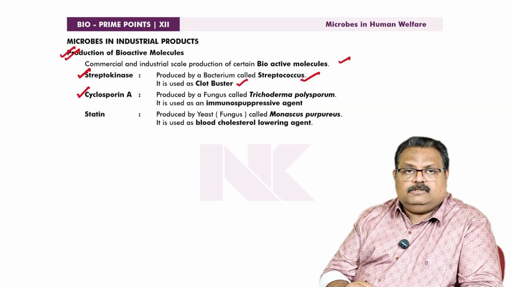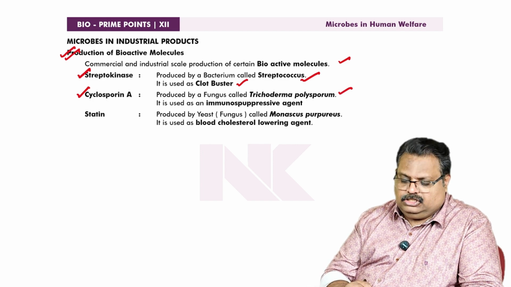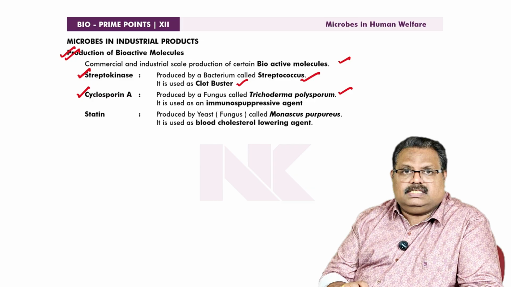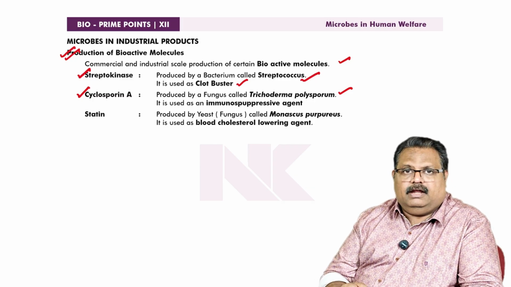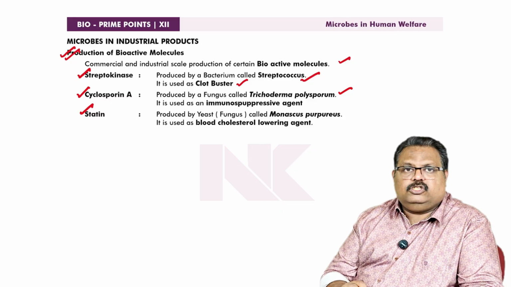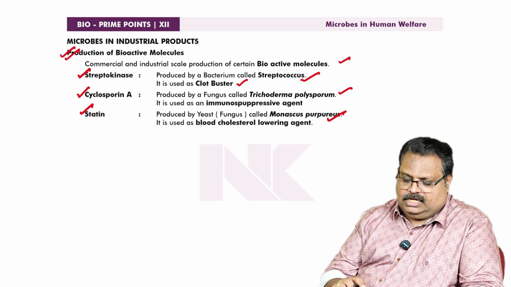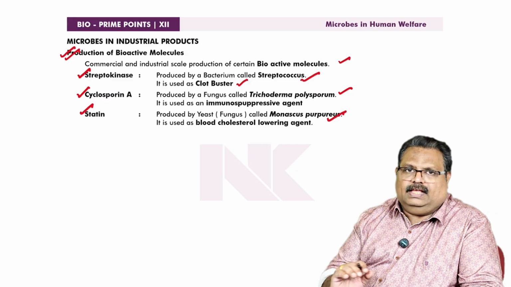Cyclosporin A. It is produced by the fungus called Trichoderma polysporum. It is used as an immunosuppressive agent in organ transplant patients. Then comes statin. Statin is produced by the yeast or fungus called Monascus purpureus. It is used as a blood cholesterol lowering agent.